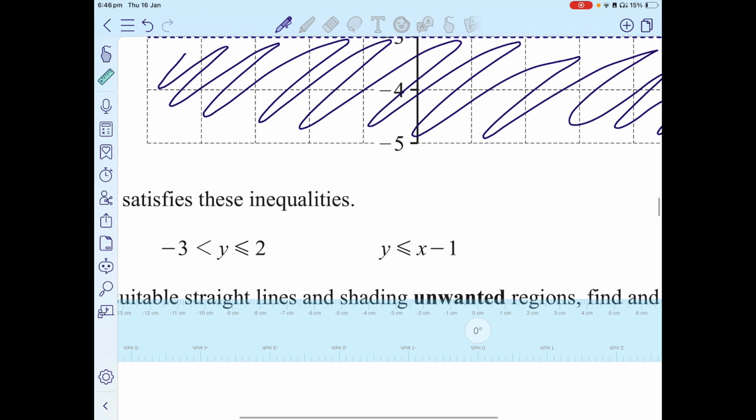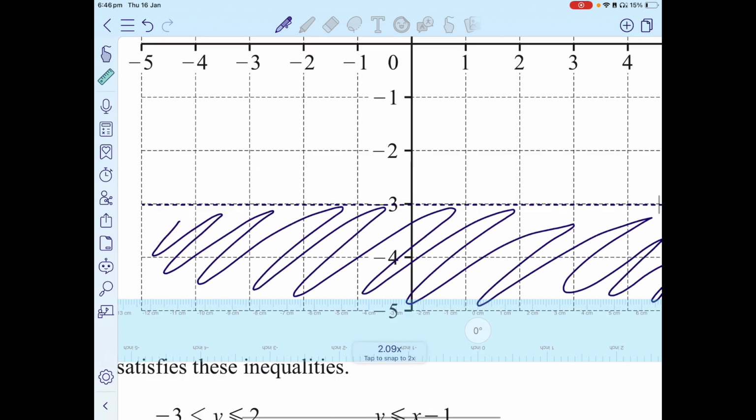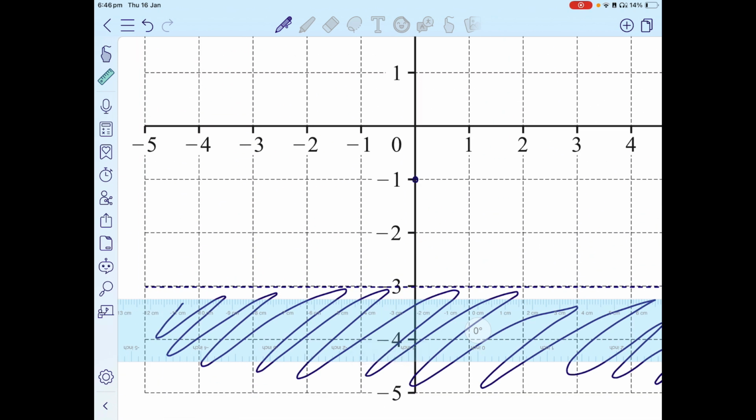Now let's take the second equation. y is equivalent of x minus 1. When you're drawing a line like this, which is not a straight line, I mean, it is a straight line, but then it's not horizontal. You're going to say y is less than x minus 1. The gradient is 1 and the y-intercept is negative 1. So I'm going to put a point here.